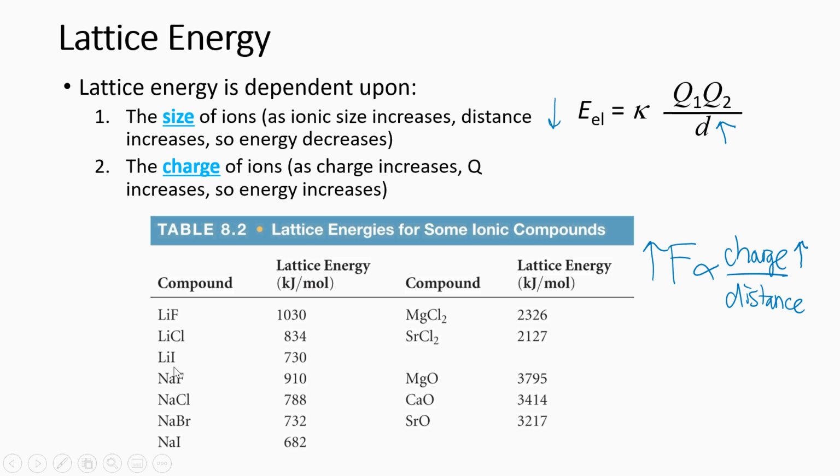And we can observe this down here in the data. We can see that with the compound lithium fluoride, this is an ionic compound where lithium has a +1 charge, fluoride has a -1 charge, so it's a +1 -1 attraction. Lattice energy is 1030. If you look over here with MgO, Mg forms a +2 ion, oxygen forms a -2 ion. Notice how the lattice energy is 3700. So both ions here are double in magnitude, and notice how the lattice energy is almost 4 times as big. Okay, so this shows us an example of if we increase the ion charge, the lattice energy will increase.